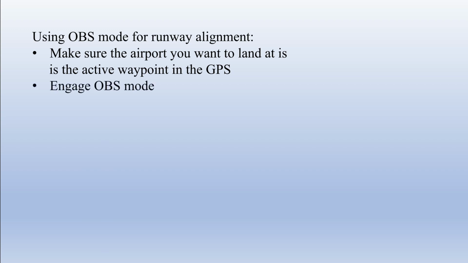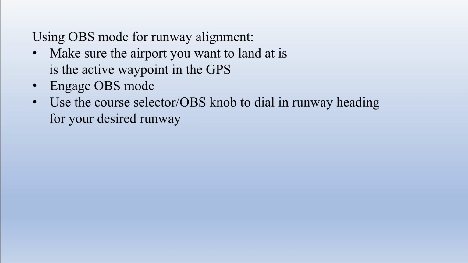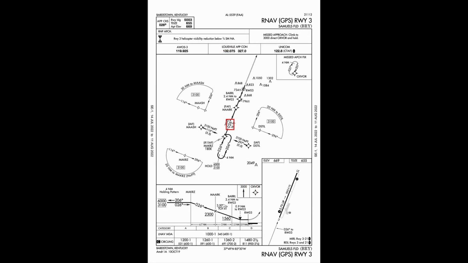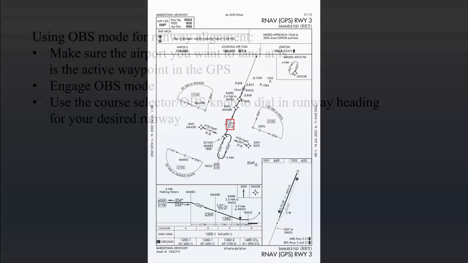Once you've done that, you want to engage the OBS mode using the OBS soft key in the middle bottom of the primary flight display. Then use the course selector or the OBS knob to dial in the runway heading for your desired runway. The way you can find precise runway headings is to go to an airport diagram, if you have one for that airport. Typically these will be available for towered airports in the US. The other way is you can look at an approach plate, particularly if it has a GPS approach to that runway. That's typically going to have the course lined up with the runway heading, so you can enter that. If it looks like a straight-in approach, you can enter that heading.